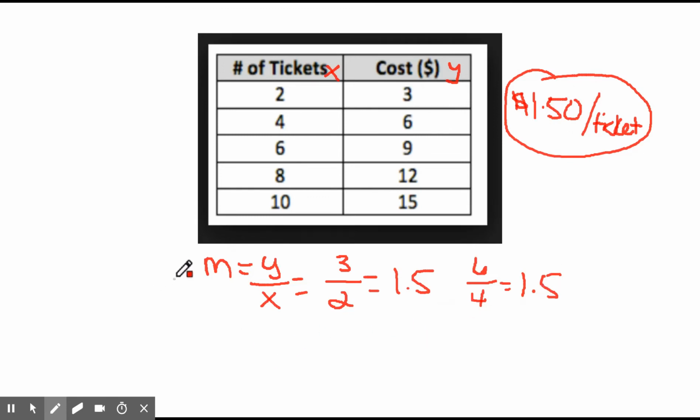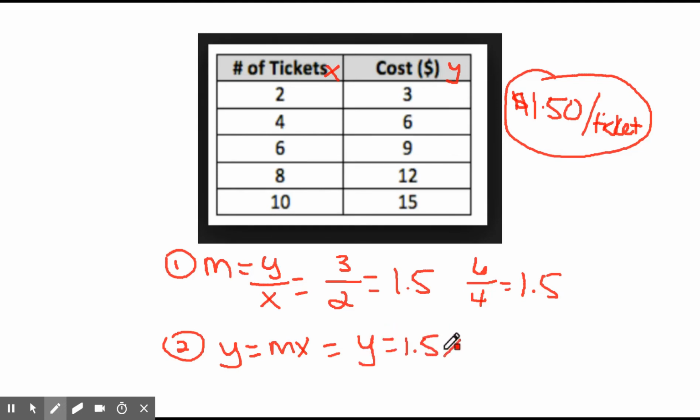So again, here's your first equation that you use to calculate it, and then the second one you use to represent, which is y is equal to mx, which is equal to y is equal to 1.5x. This is the equation that is used to represent that table. Okay?